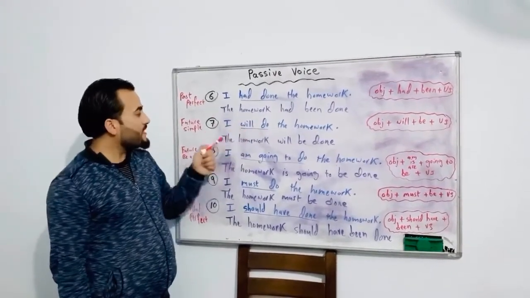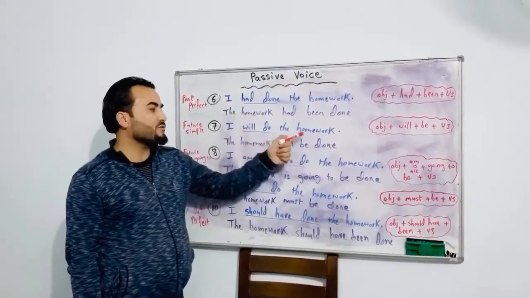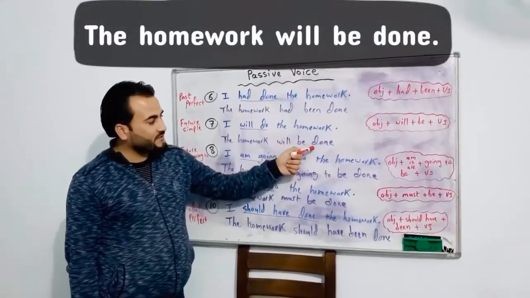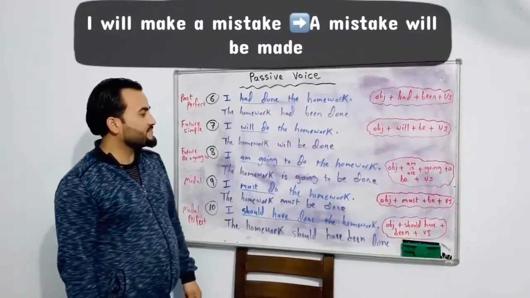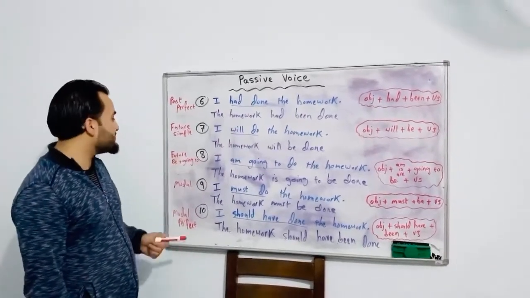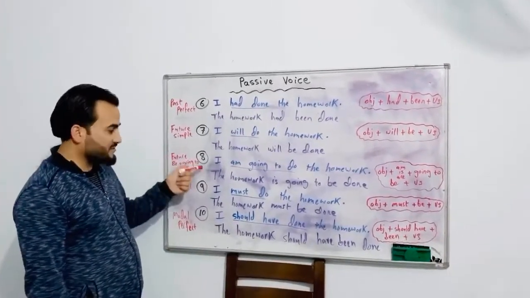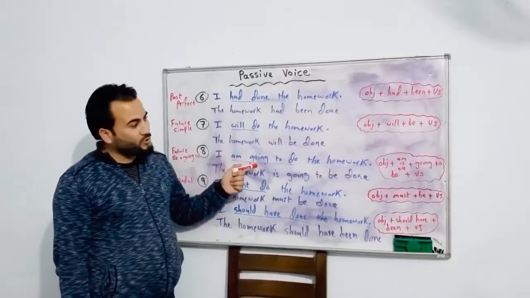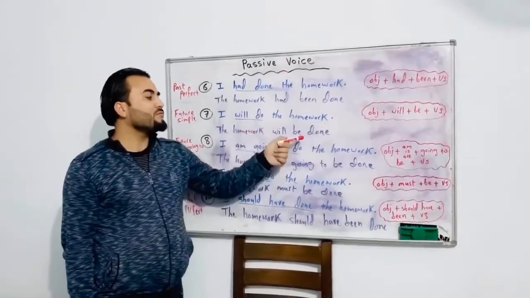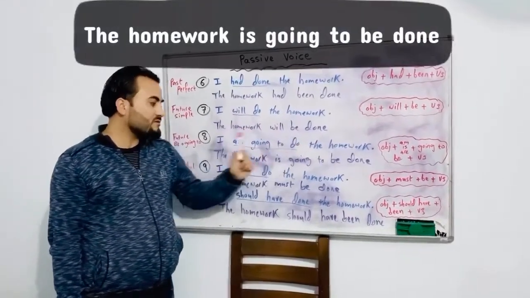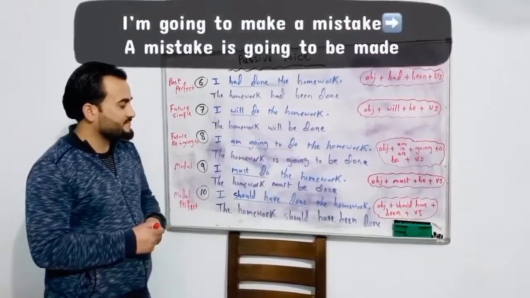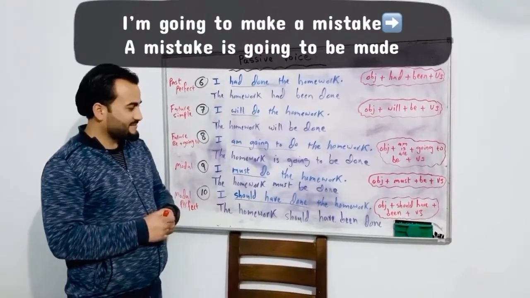Number 7, future simple. Will do. I will do the homework. The homework will be done. I will make a mistake. A mistake will be made. Very nice. Number 8, future with going to. Am going to do. I am going to do the homework. The homework is going to be done. I am going to make a mistake. A mistake is going to be made.